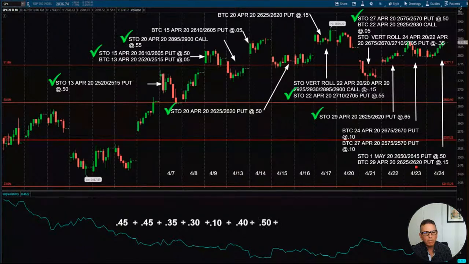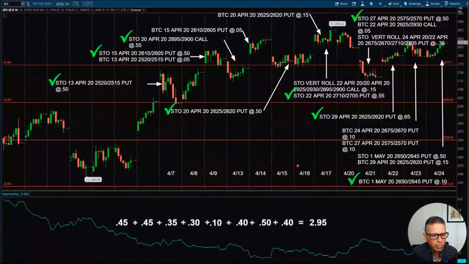And then let's see here what happened. Okay, and then I closed the last trade here for 10 cents, and that gave me another win. And so the total for that month was $2.95 in credit. Okay, and so if you're trading one contract and these were 5 wide, right? So you multiply one contract times 5 times $2.95. It gives you a pretty good profit for that month.